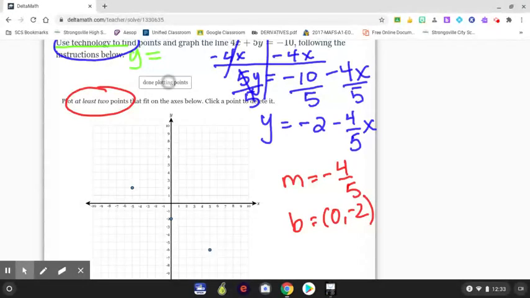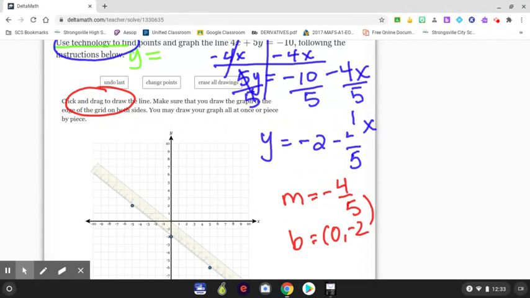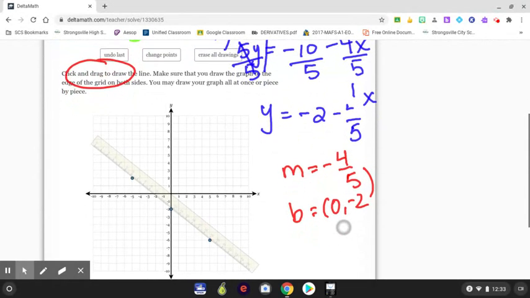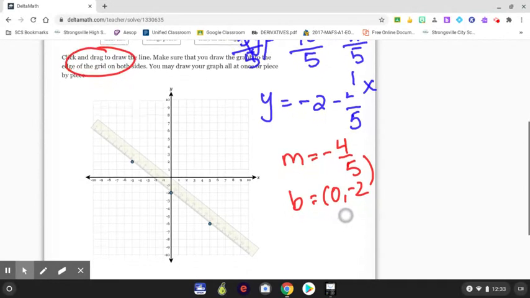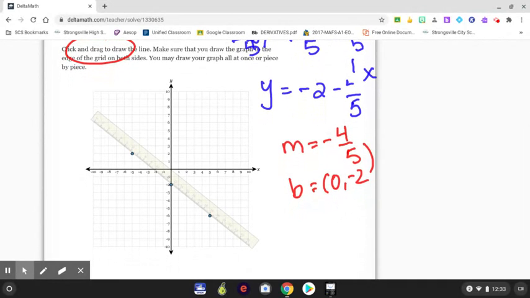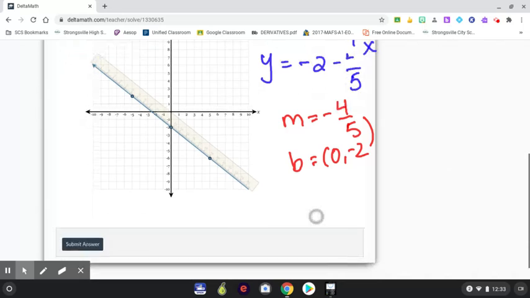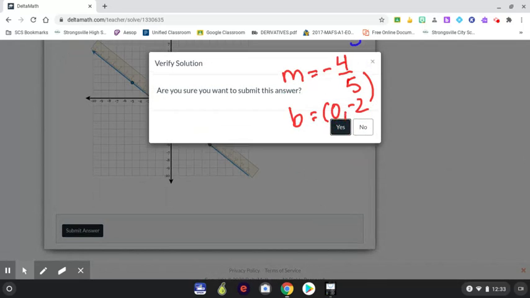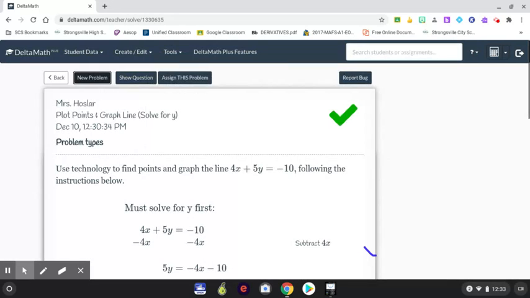All right, I'm going to hit done plotting points. This ruler shows up, and again, it says draw the graph to the edge of the grid on both sides. So I'm going to start in this upper portion of my graph, and I'm going to extend that line all the way through the ruler, and I'm going to hit submit answer.